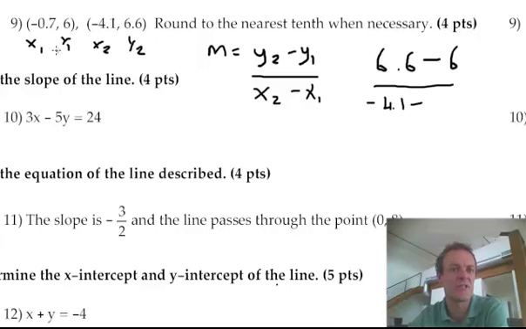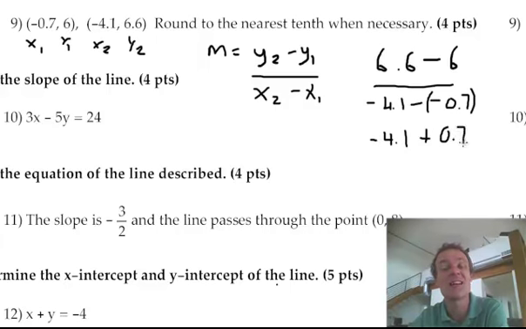Label them first if you need to. And now watch this, I'm not taking away 0.7, I'm taking away negative 0.7. So I've put it in parentheses. That's the thing I'm taking away. Now remember, two negatives make a positive. So that on the bottom will actually be negative 4.1 plus 0.7.